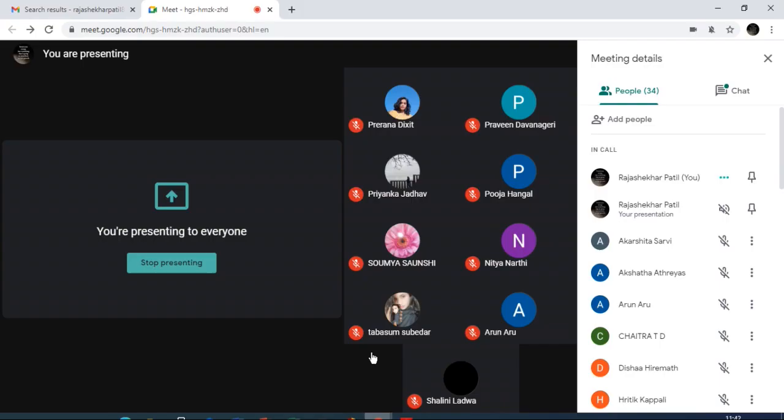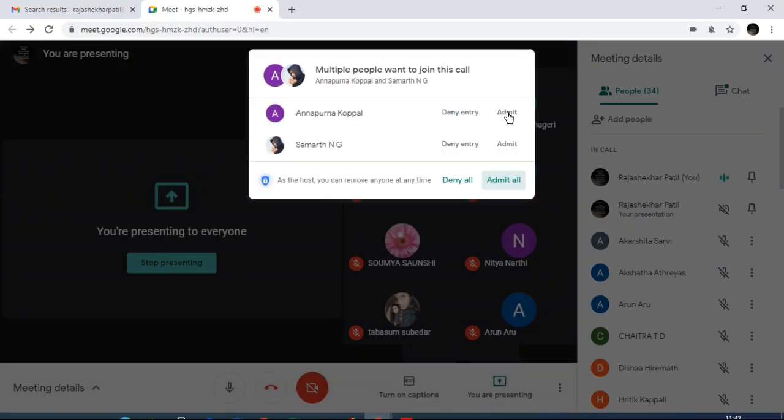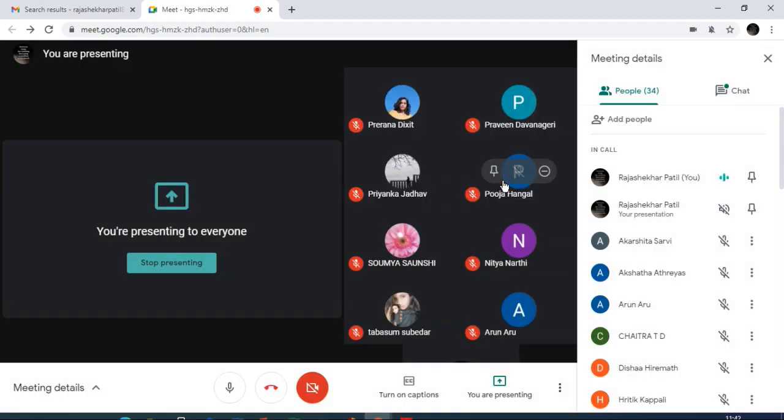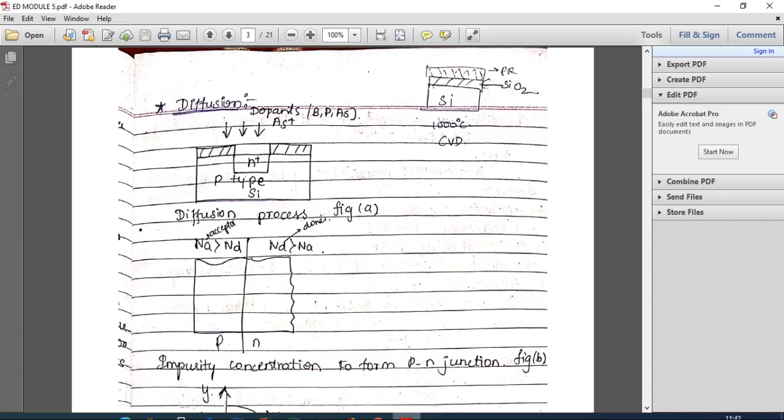I hope many of you already know about diffusion. Diffusion is nothing but the movement of charge carriers from a higher concentration area to a lower concentration area. I hope you remember this.